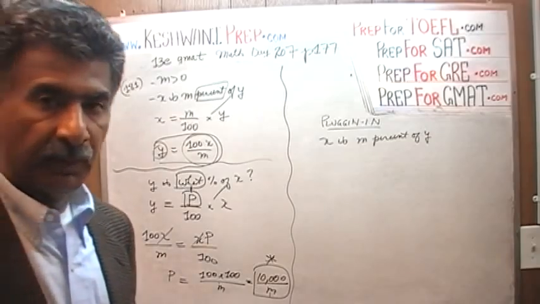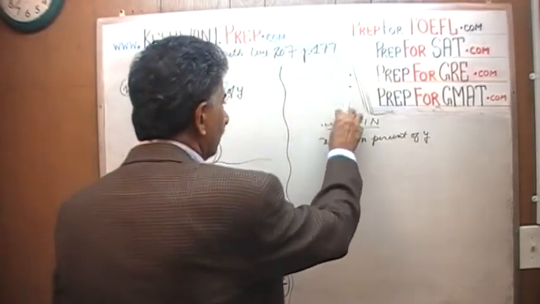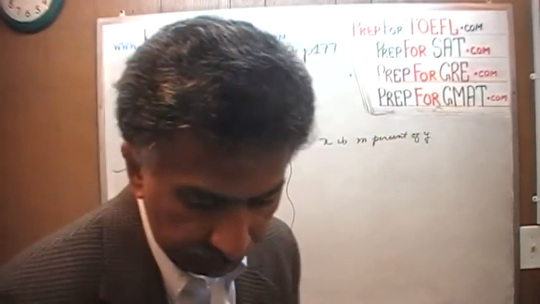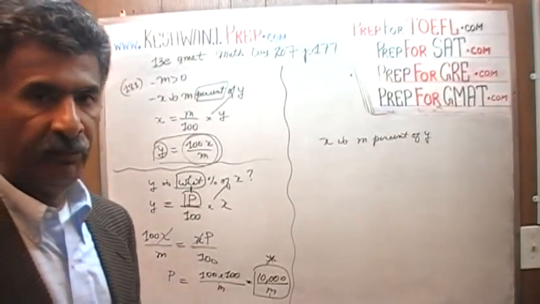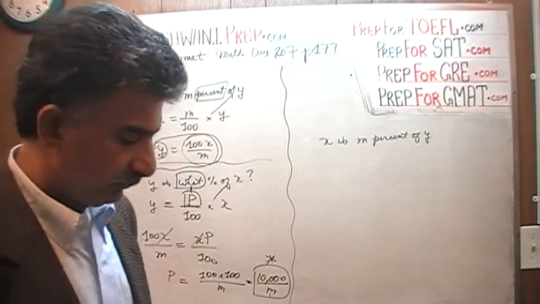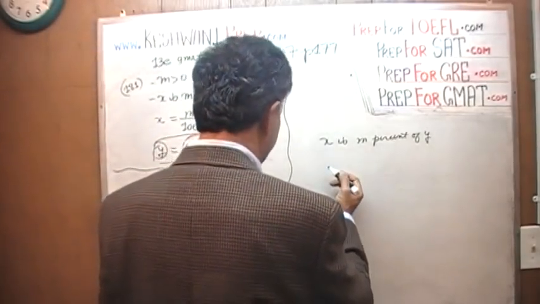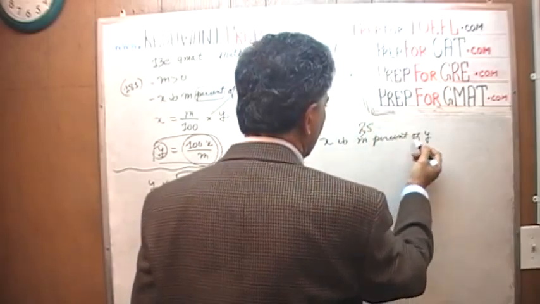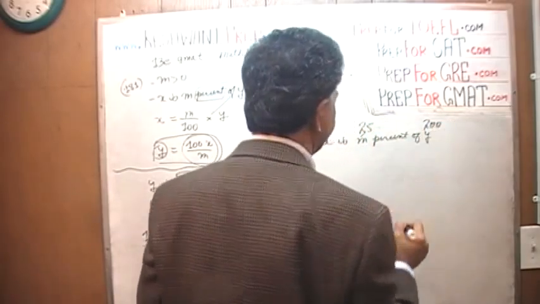Without the algebra, we use the plugging in technique, we make up numbers. The thing with the plugging in technique is that when you're plugging in numbers, you have to be smart about it. Plug in numbers that are easy to deal with. Now, since we're dealing with percentages, I like to plug in numbers that are multiples of 100. So let's say here, x is 25% of, let's say, 200.